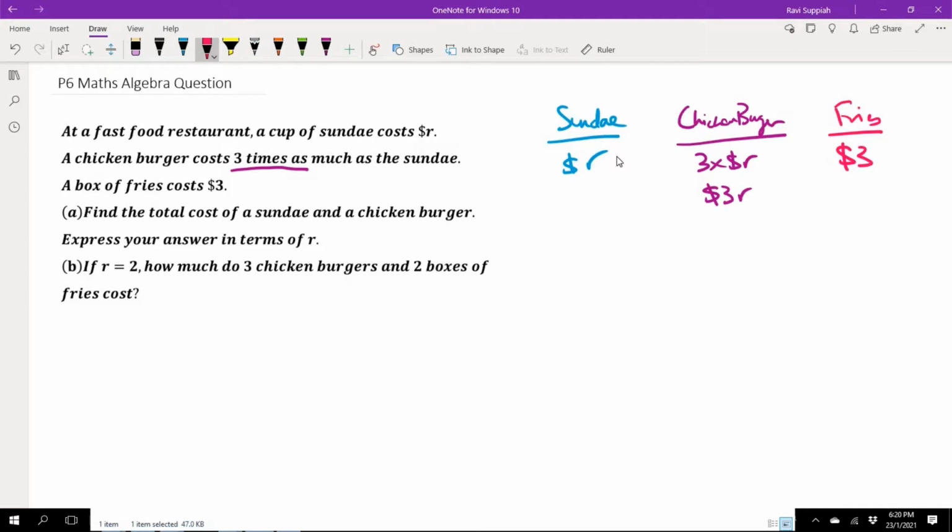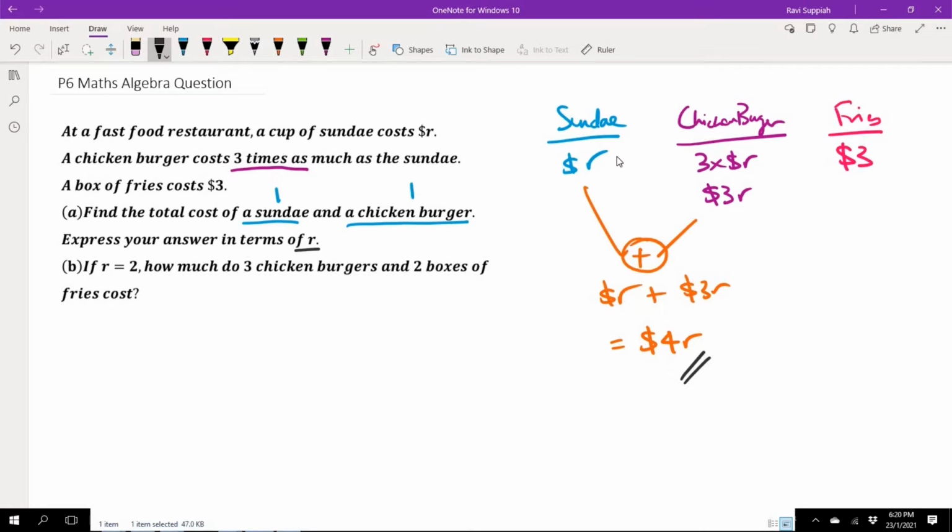Okay, so now that we have all this information neatly written here, let's look at part A. We are asked to find the total cost of a sundae and a chicken burger. So a sundae and chicken burger means basically one sundae and one chicken burger. So that basically means you take this and you add them together. So you have R dollar plus 3R dollar, which will be equal to 4R dollars. So that is the answer here for part A. Okay, and you're asked to express your answer in terms of R, and that is what we have done.